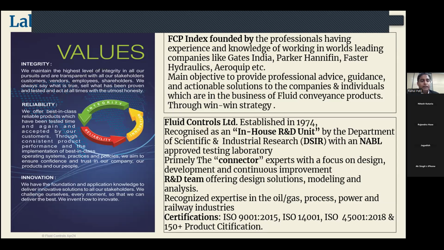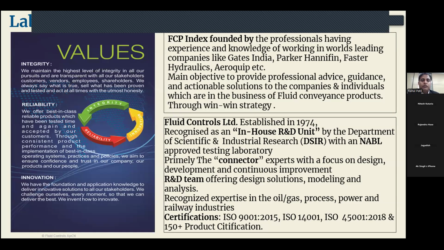Primarily, this company started as connector experts, but more than connectors, we are solution providers. As I said, our values are driven by innovation. So prima facie, R&D is separately focused, and it was formed to give a product with a competitive advantage and do the innovation from scratch. That is the main motive of the fluid controls laboratory.